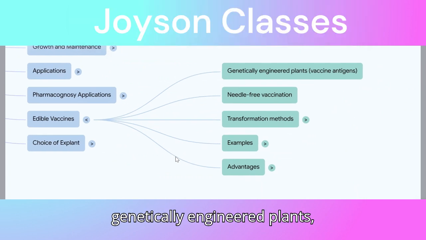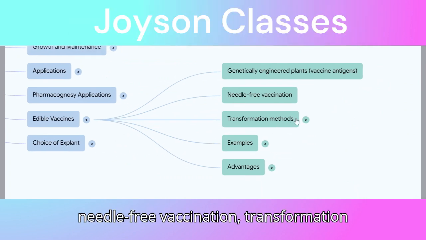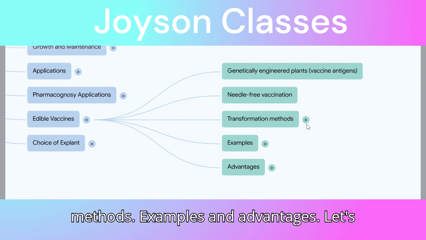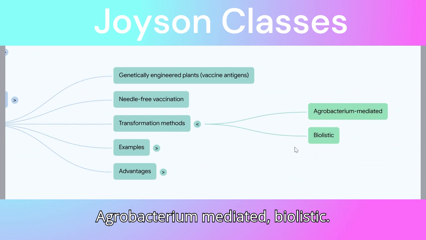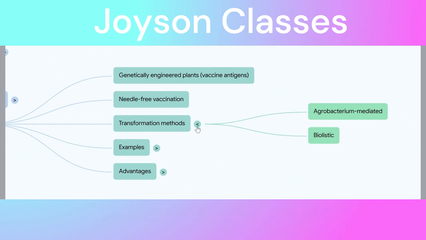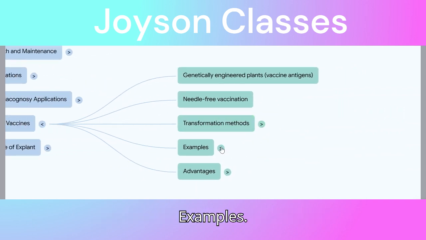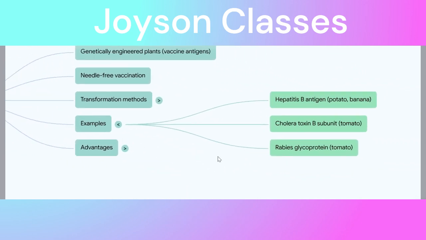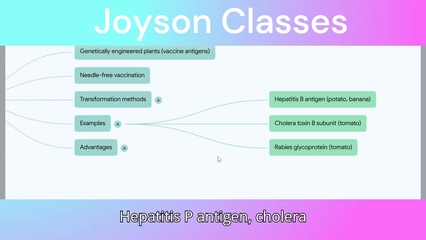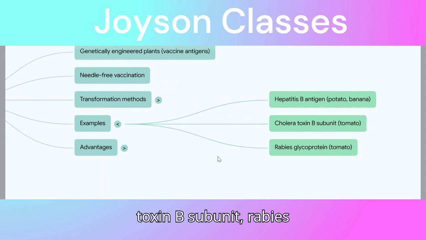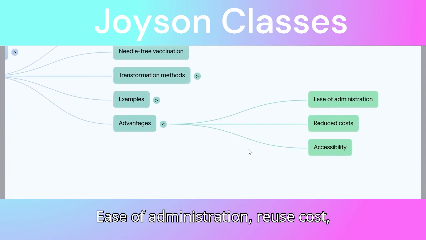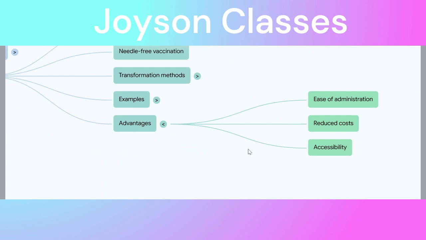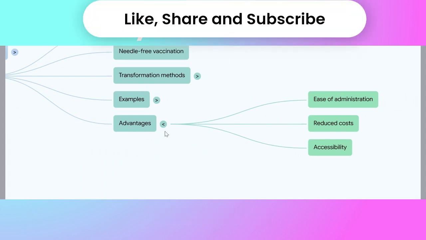Next is edible vaccines. Genetically engineered plants, needle-free vaccination, transformation methods, examples and advantages. Let's look into transformation methods: Agrobacterium-mediated, biolistic. Examples: hepatitis B antigen, cholera toxin B subunit, rabies glycoprotein. Advantages: ease of administration, reduced cost, and accessibility.